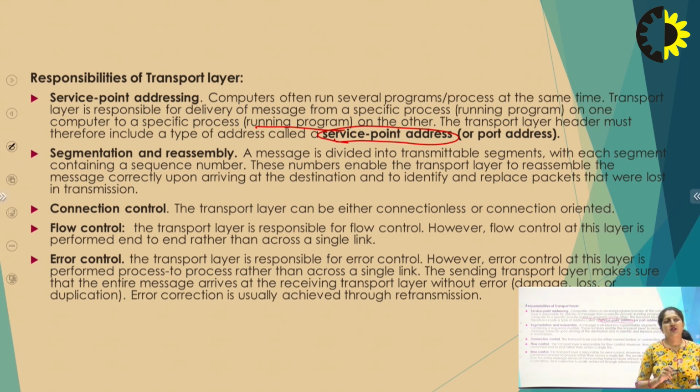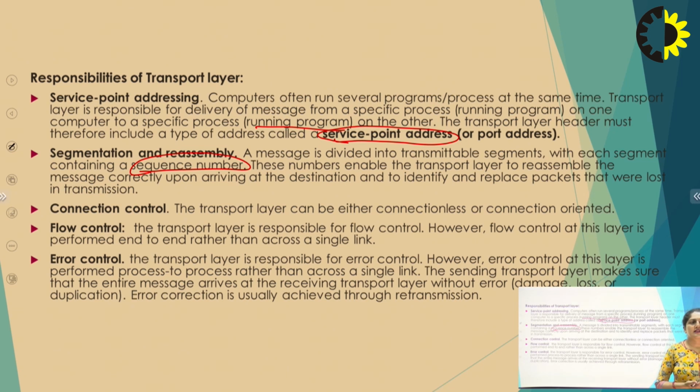Then comes segmentation and reassembling. It means the data we are getting from the upper layer, the presentation or session layer, which is compressed and decrypted. The message is divided into transmittable segments, and each segment contains a sequence number. This is important. This number enables the transport layer to reassemble the message correctly at the destination and to identify and replace segments that were lost in transmission.